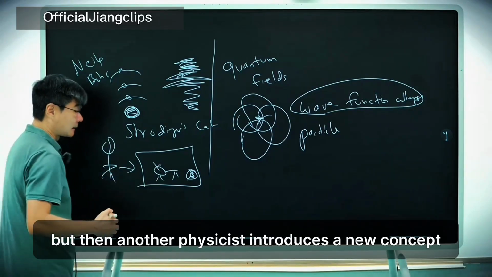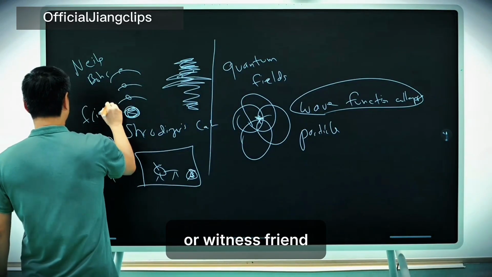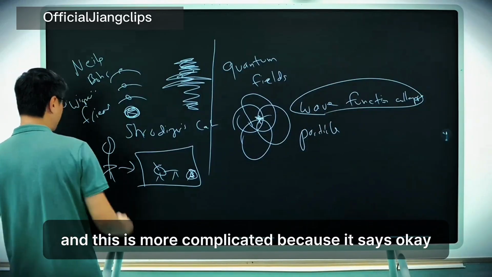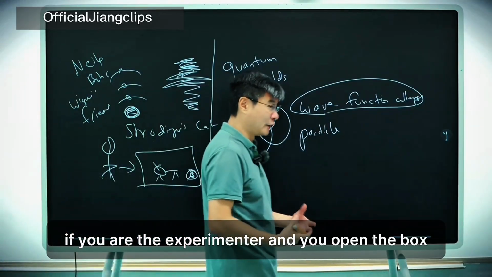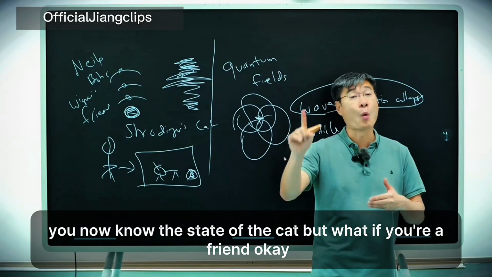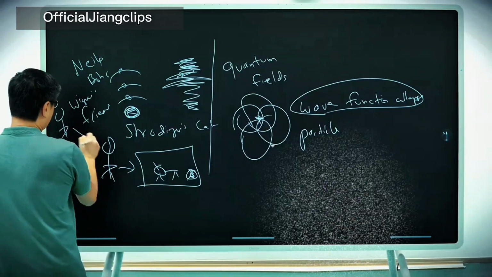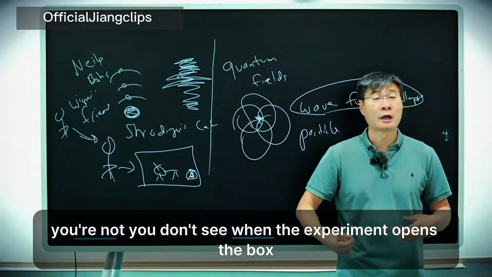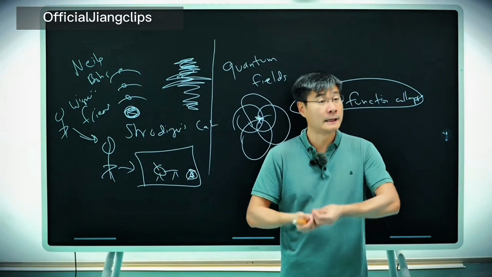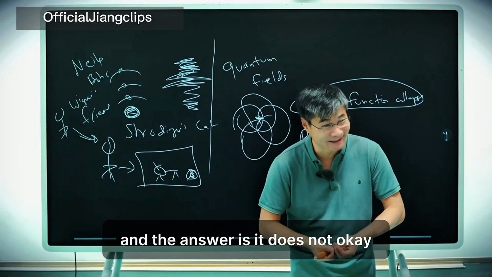But then another physicist introduced a new concept called the friend experiment, or Wigner's friend. And this is more complicated because he says, okay, if you are the experimenter and you open a box, you now know the state of the cat. But what if you're a friend? Okay? You don't see. When the experimenter opens the box, does the wave function collapse? And the answer is, it does not.